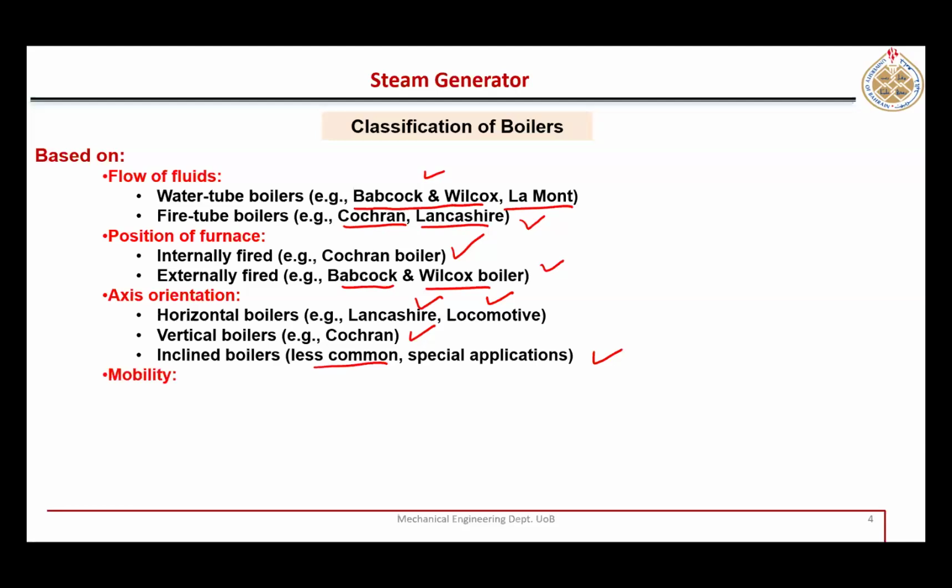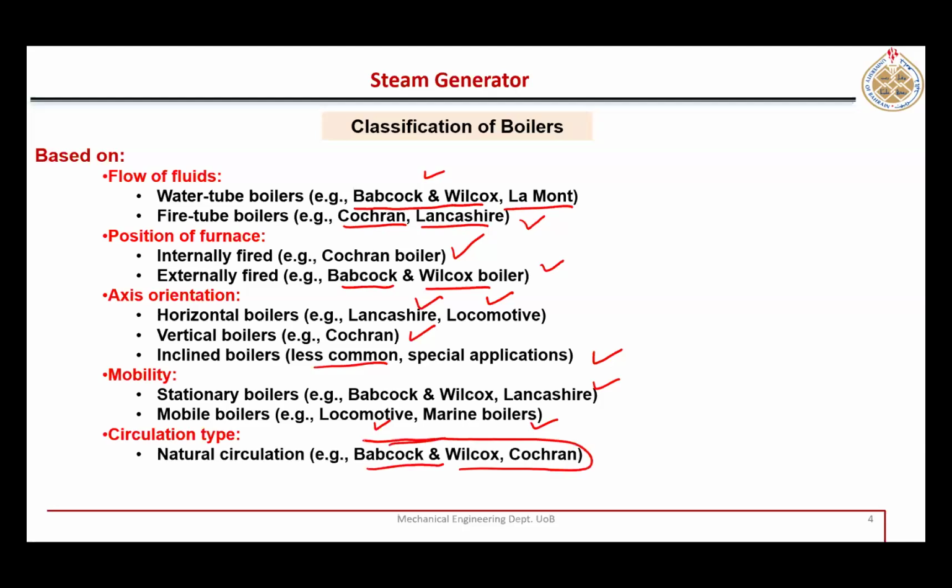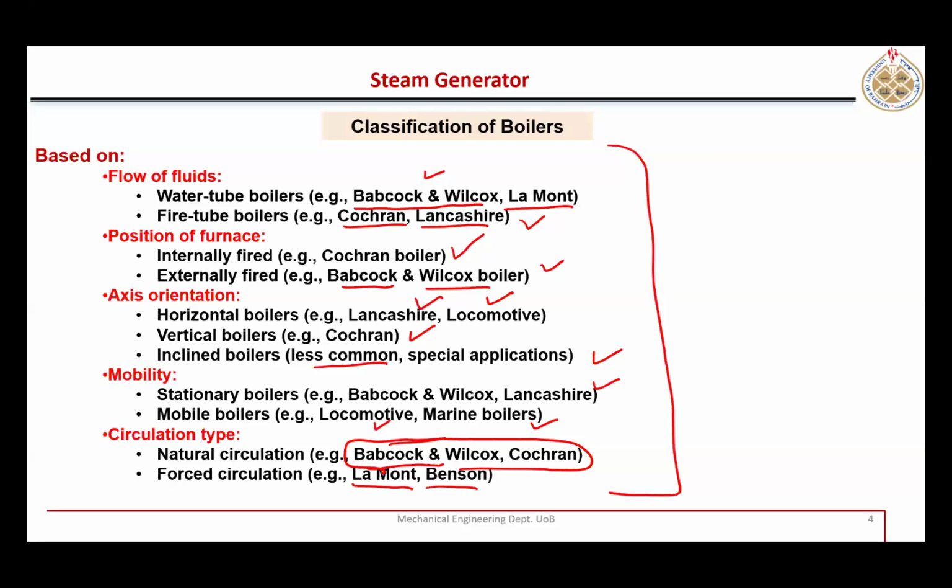Mobility: boilers could be stationary. All right, for example, Babcock and Wilcox or Lancashire boilers are stationary boilers, and mobile boilers, as you know, locomotive or marine boilers, are mobile boilers. Circulation type could be natural convection, for example, in these types of boilers the circulation of the water is by natural convection, or it could be by forced convection, for example, Lamont or Benson boilers. Okay, so that's how the boilers can be classified and categorized according to these criteria.